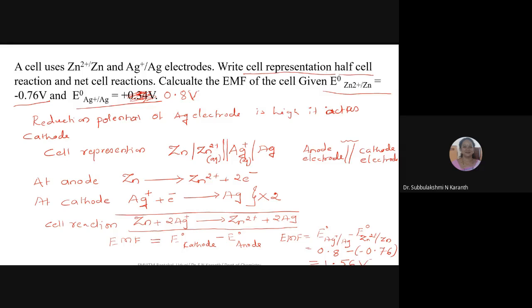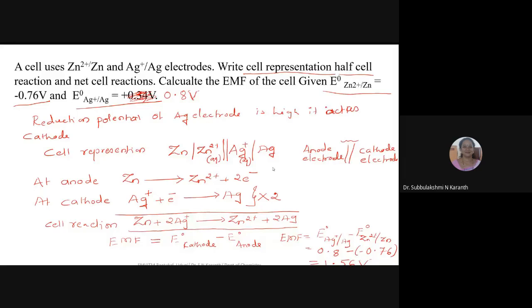So 0.8 minus of minus 0.76 becomes 1.56. Here I'm not using any Nernst equation. Directly I arrive at the cell potential based on the standard electrode potentials of the zinc electrode and the silver electrode. Clear? I have not used the Nernst equation because the electrolyte concentration is not mentioned. If they mention the electrolyte concentration, then the electrode potential or the cell potential depends upon it. But here I'm not considering the electrolyte because it is not mentioned. Clear?